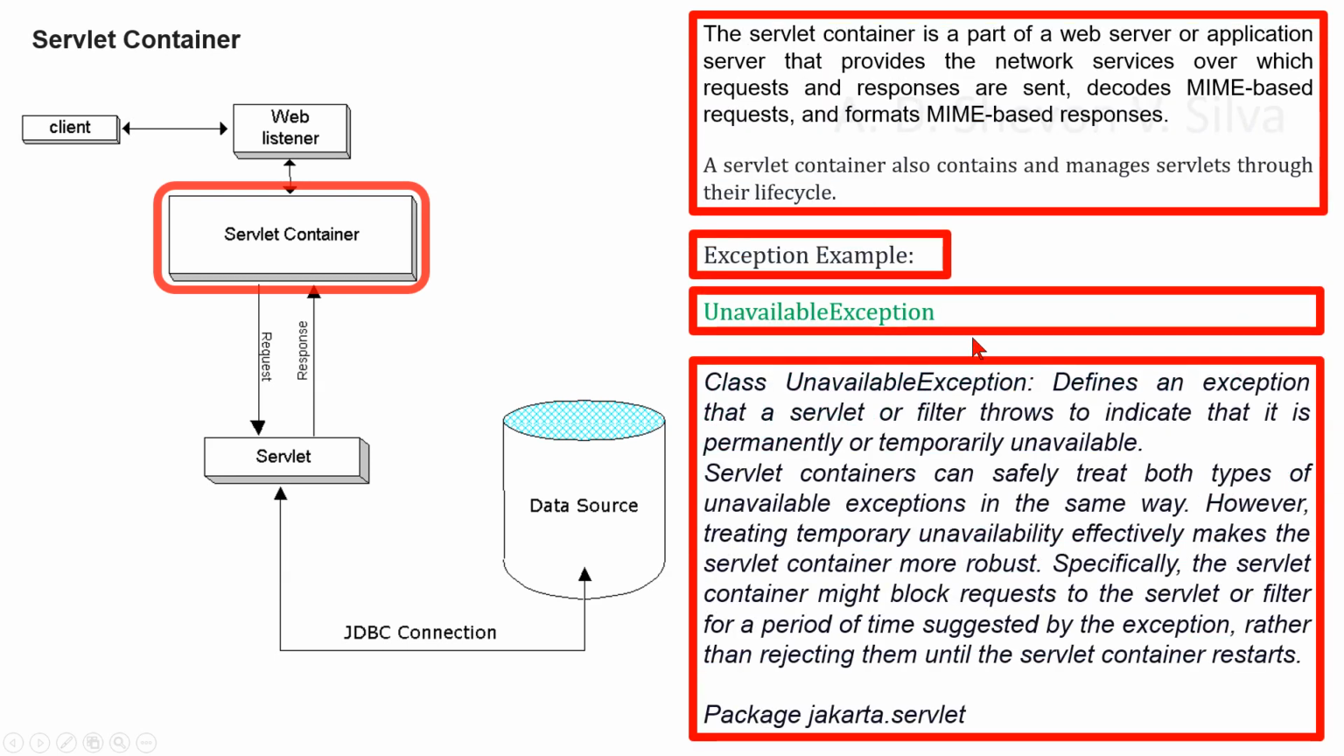As an exception example, we can consider UnavailableException. It defines an exception that a servlet or filter throws to indicate that it is permanently or temporarily unavailable. Servlet containers can safely treat both types of unavailable exceptions in the same way. However, treating temporary unavailability effectively makes the servlet container more robust.